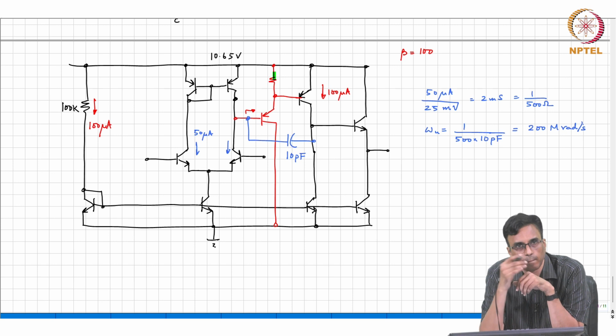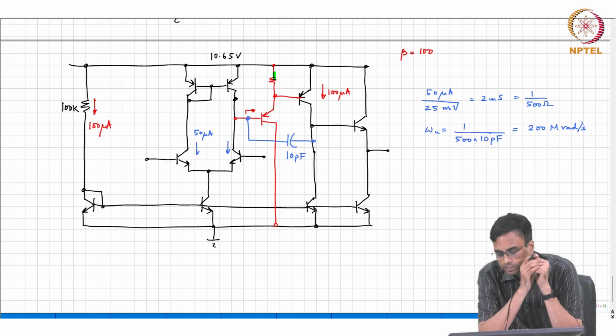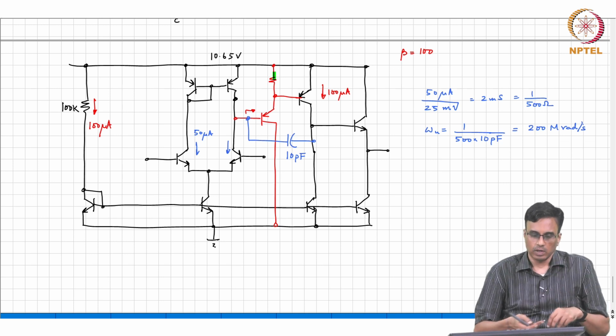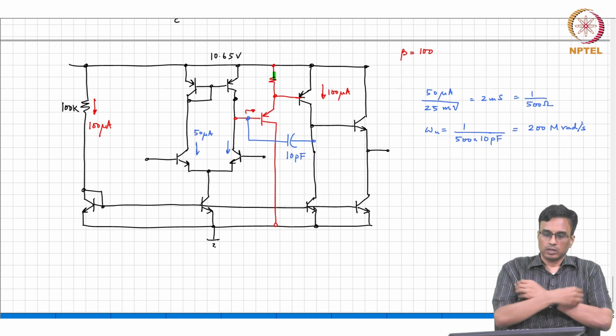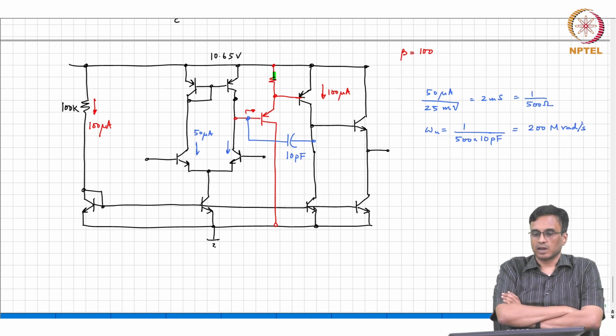Okay. Does that make sense, people? Okay. So, as you can see, it's very straightforward to obtain by simply looking at the picture. You should be able to compute what the unity gain bandwidth of the amplifier is.